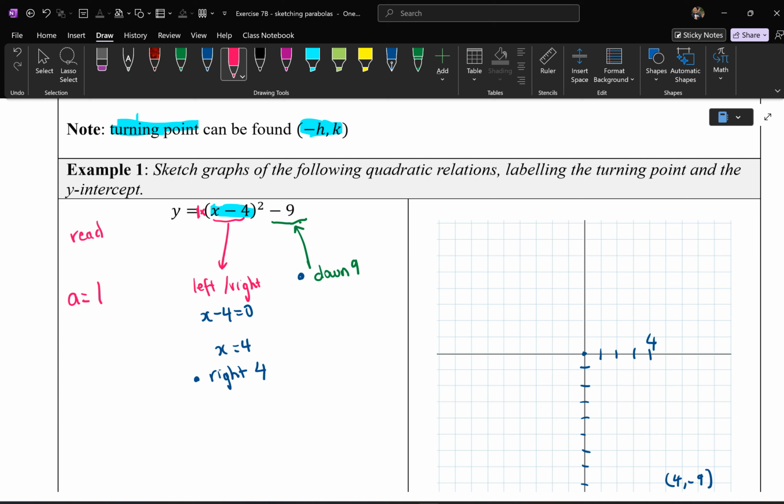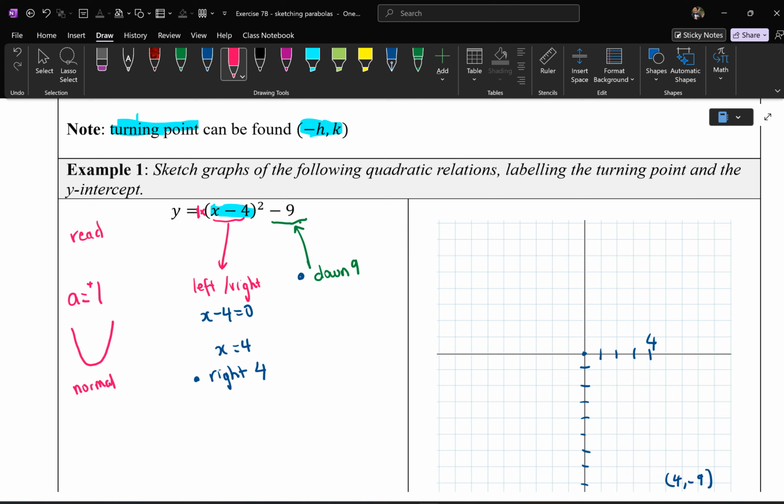And so what can we say if a is positive 1? There are 2 features to it. Una, name me one. It's a smile and it's normal. Okay, very good. So because it's 1, that means when you draw it, you don't have to make it thinner or you don't have to make it look obviously wider. Just draw a parabolic shape.